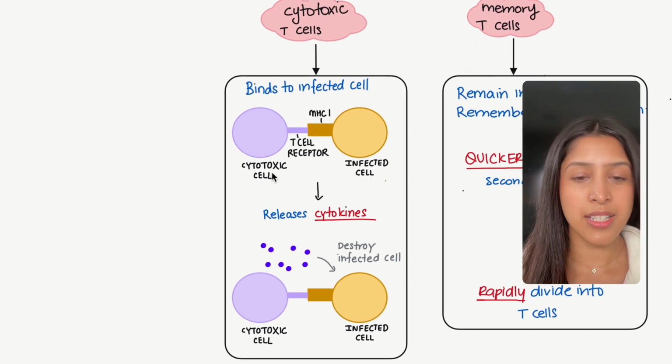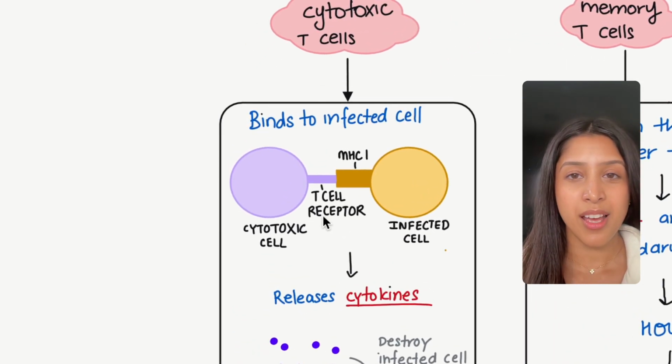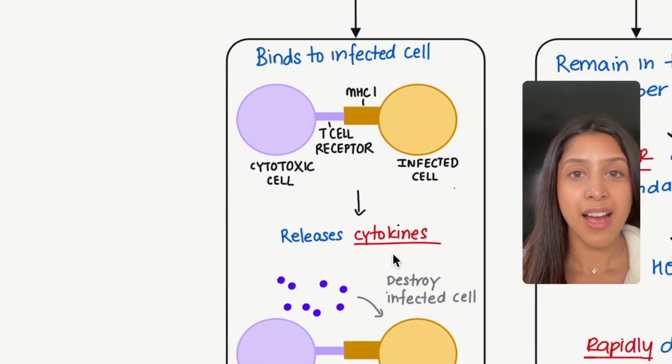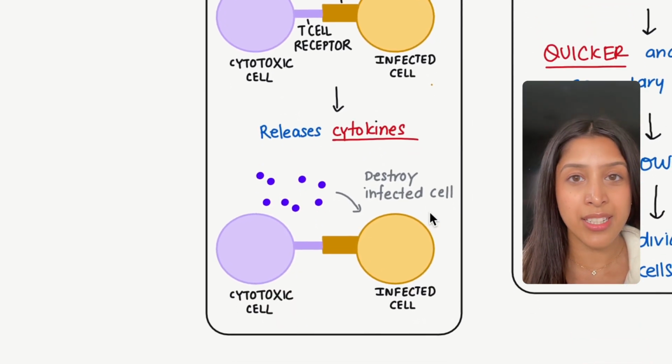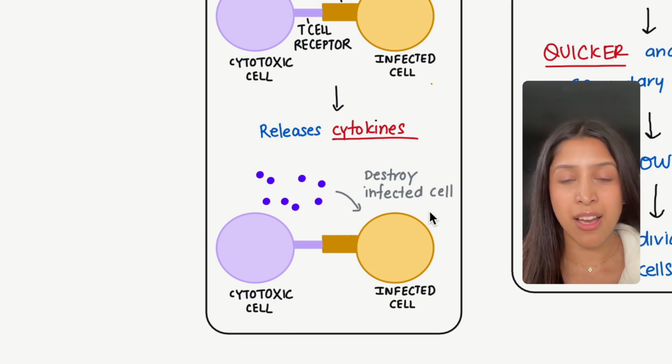So the cytotoxic T cells have these receptors that will bind to that self-antigen on an infected cell. And once it does that, it's going to release these chemicals called cytokines. And cytokines will destroy that infected cell. Once all these infected cells have been destroyed, then phagocytes will go and engulf them.